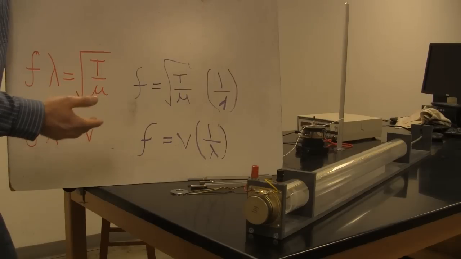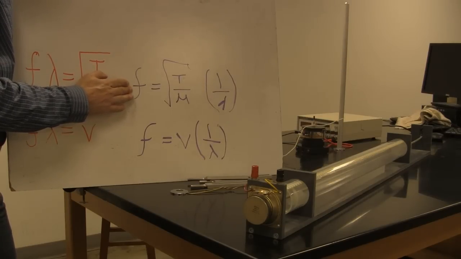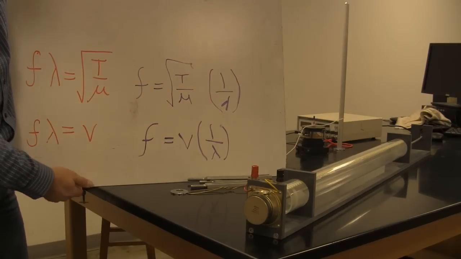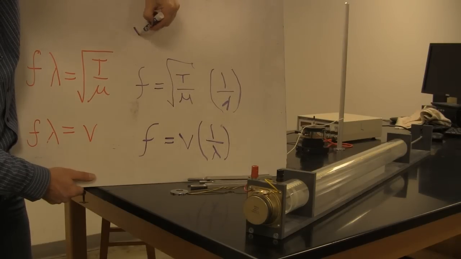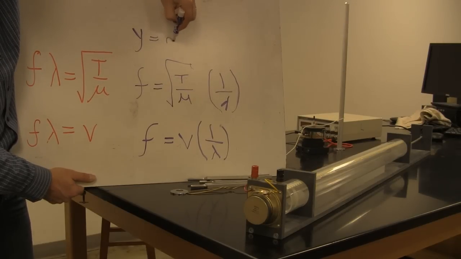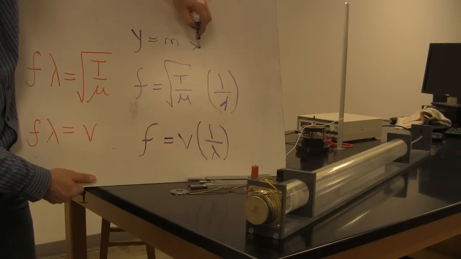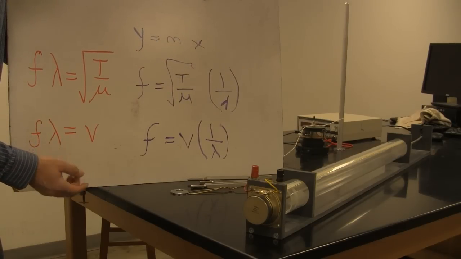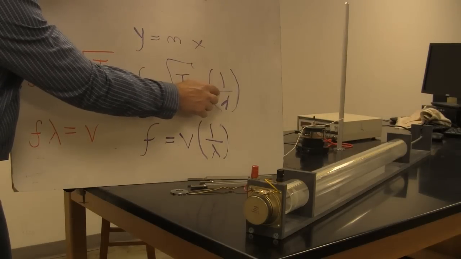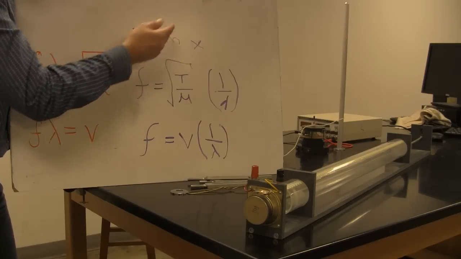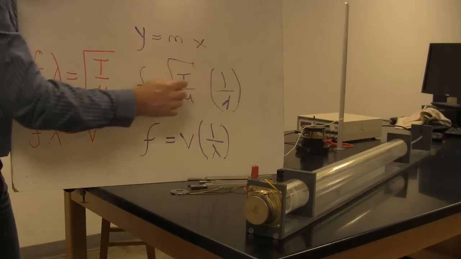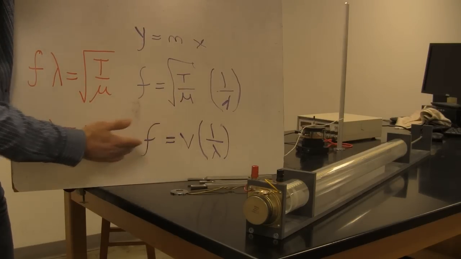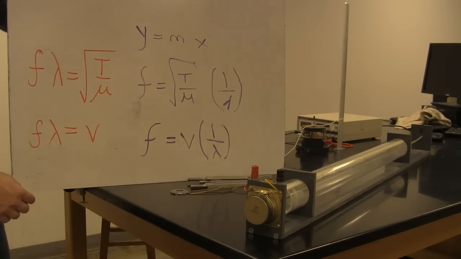And now you see these are linear equations. You've got a variable equal to a constant times another variable, 1 over wavelength. And these are linear equations in the form y is equal to m times x. So if you wanted to verify these relationships, you would plot frequency versus 1 over wavelength, y versus x. The slope of this graph would be equal to the square root of tension over linear density. The slope of this other graph is simply equal to the velocity of the wave.